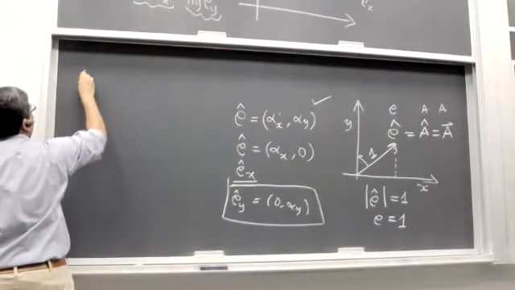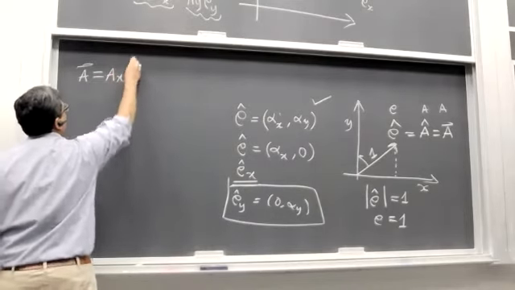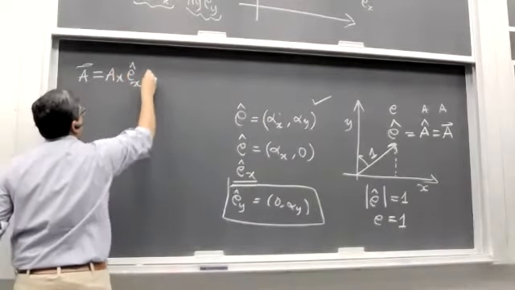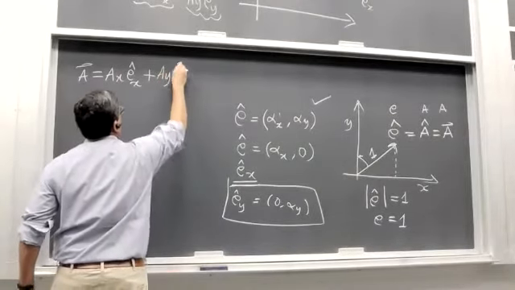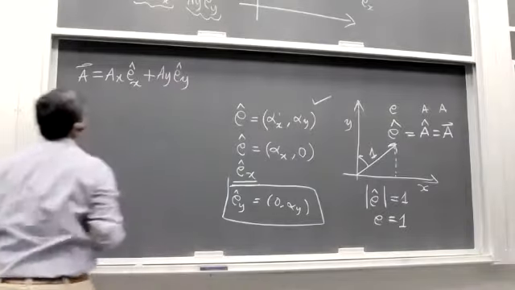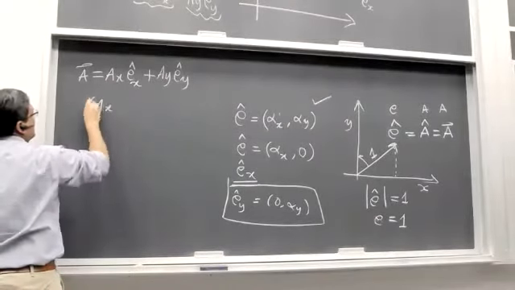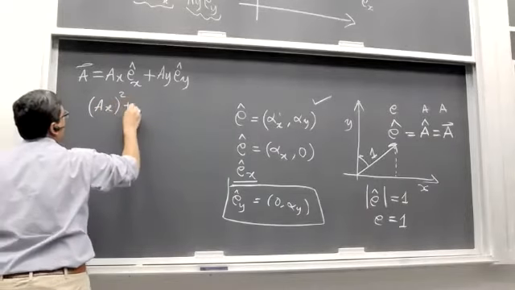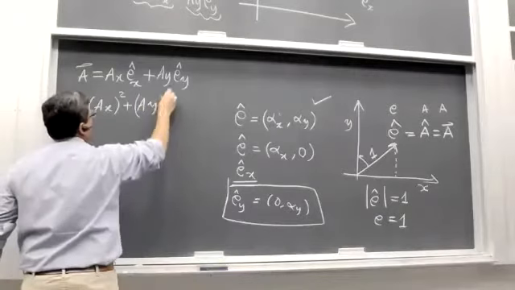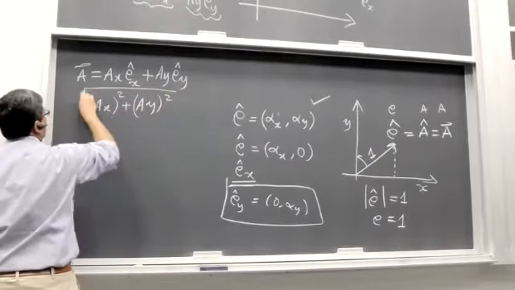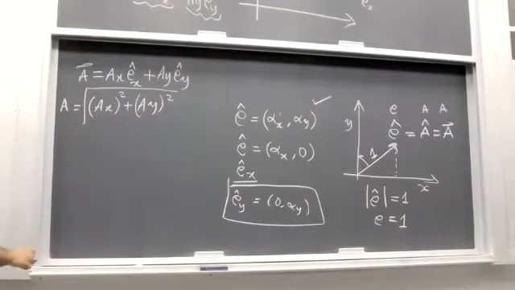So if this is the vector ax, ay, then ax squared plus ay squared, square root, and that would give you a, the magnitude.